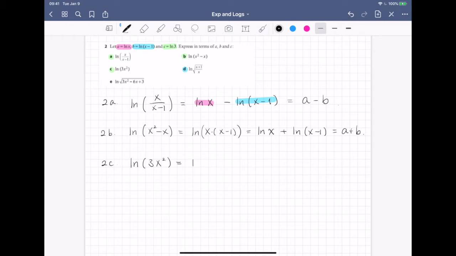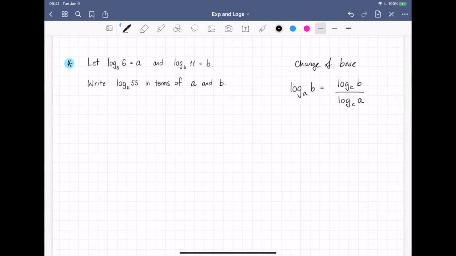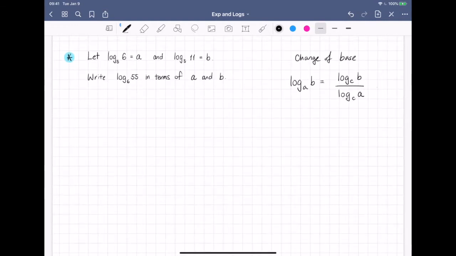So I'm going to split them up using the log rule. ln of 3 plus ln of x squared. And then using the log rules again with this ln of x squared, bring in this square to the front. There you go. Then I know that ln of 3 is c, and ln of x is a. So c plus 2a.